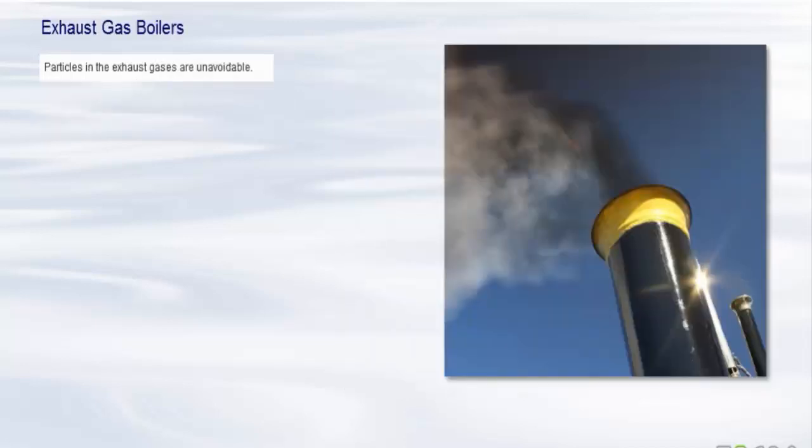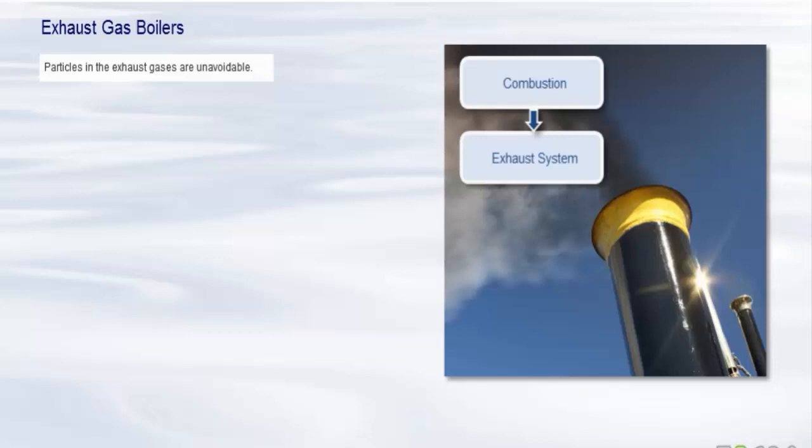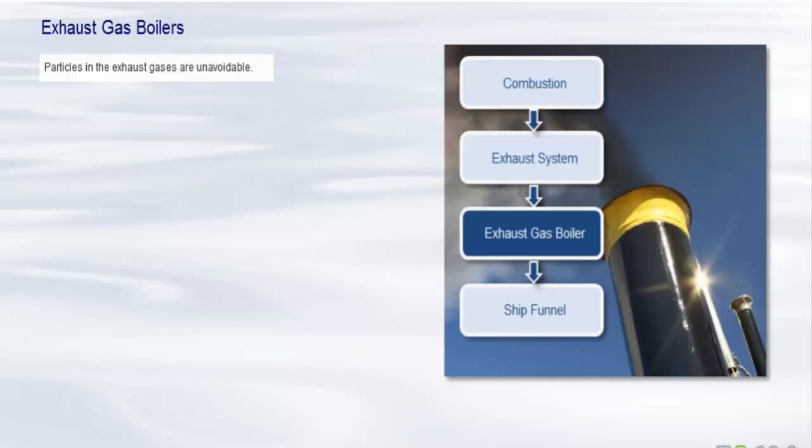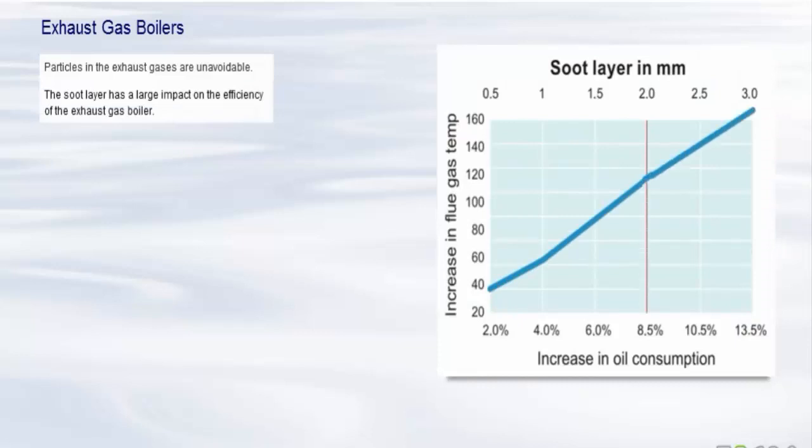Particles in the exhaust gas are unavoidable from a modern diesel engine running on heavy fuel. These particles leave the combustion and follow the exhaust system through the exhaust gas boiler and out through the funnel as smoke. In many cases, the soot is wet and sticky and is caught on the tubes in the exhaust gas boiler. This creates a layer of unburned carbon particles that are insulating, which reduces the efficiency of the exhaust gas boiler. The soot layer has a large impact on the efficiency of the exhaust gas boiler.